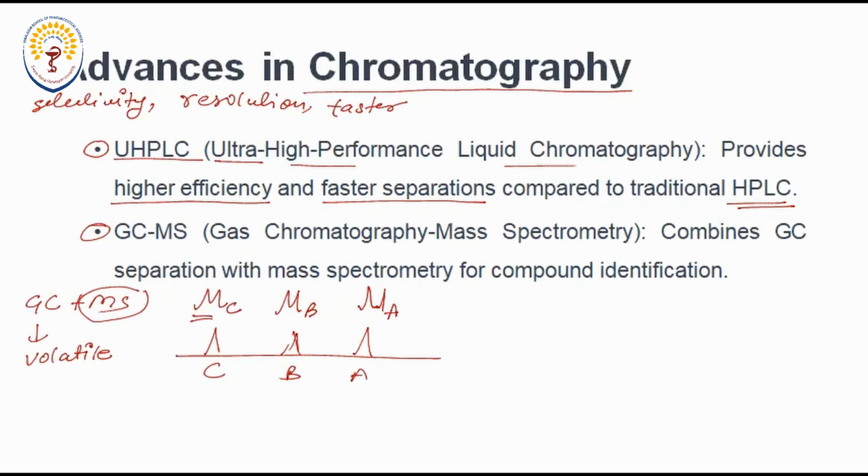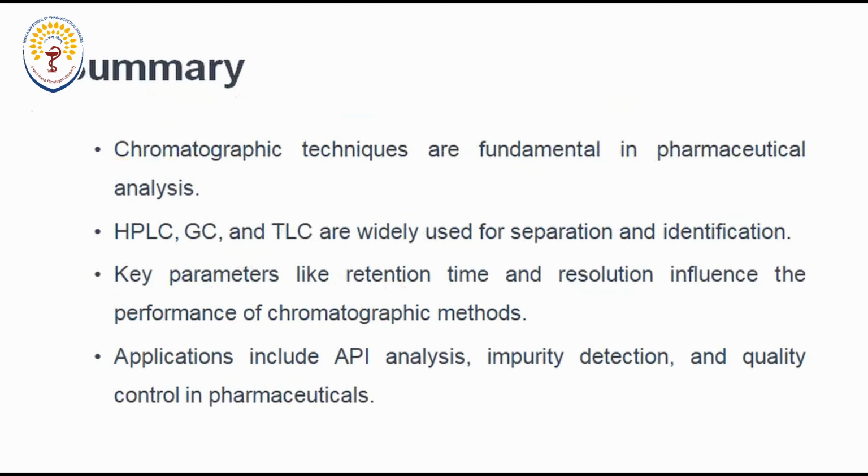You can combine HPLC also with MS, so that becomes LCMS. We have combined GC with MS, so it becomes GCMS. And combining with MS, mass spectrometry, helps us to identify the peaks also. So these techniques are very important and the most widely used.